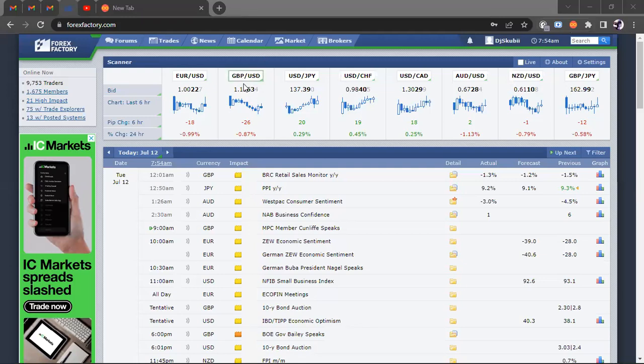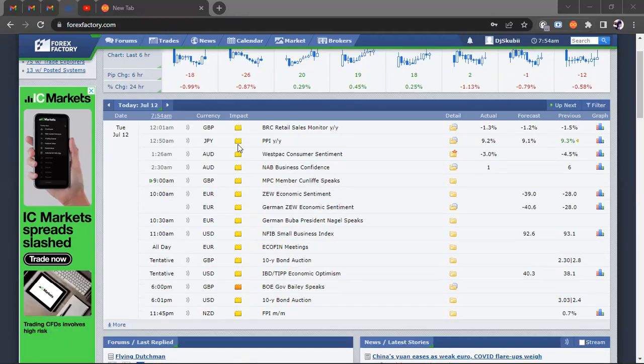Without further ado, let's jump into the business of the day, starting with the fundamentals. It's all low impact news throughout the day, up until 6 p.m., where we have a mid impact news, which is a Bank of England speech. So not much volatility is expected in the market today. So let's jump on our charts and see what we can get.